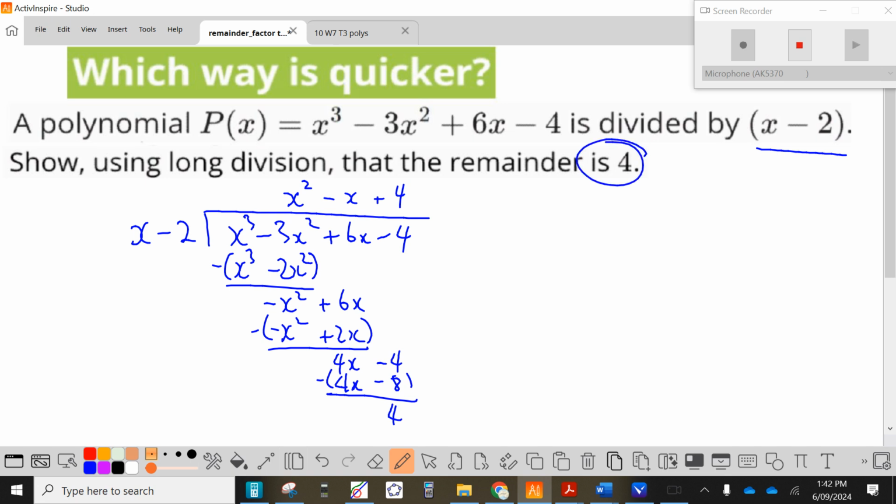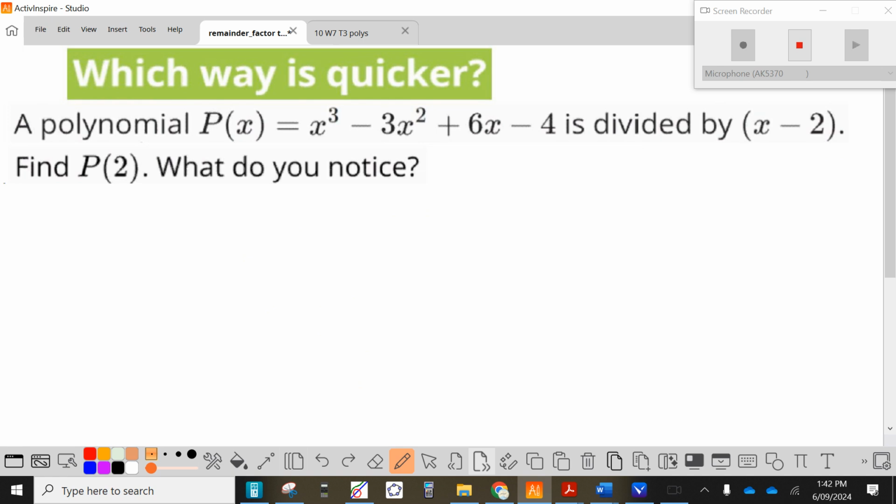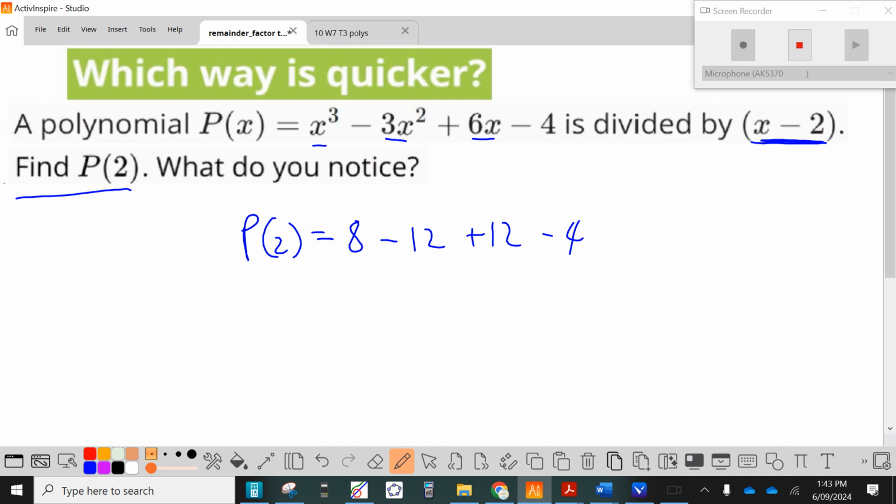Now, if I were to do that using the remainder theorem, which essentially says if I divide by x take 2, then p of 2 should give me that same value. So let's work out p of 2. So p of 2 is going to equal, I've got my 2 cubed, which is 8, then my 3 times 4, then 6 times 2, minus the 4. These two cancel out. I'm left with the same value of 4. So p of 2 works out the remainder much more quickly.